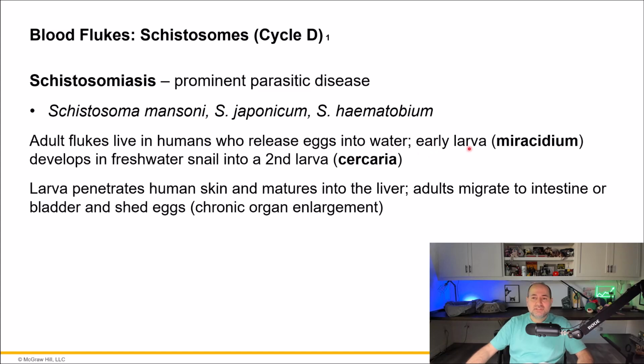That forms an early larval stage called Miracidium, and that forms inside of a snail. A snail picks up the Miracidium, where inside of the intermediate host, this snail, the worm forms into a second larval stage, the Cercaria. Those larvae can then penetrate human skin and mature into the liver. The adult worms migrate into the intestine or bladder and shed eggs. This can cause chronic organ enlargement.